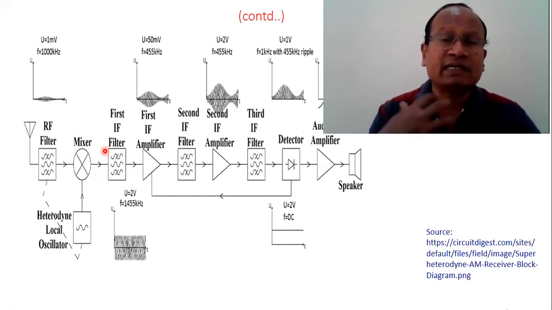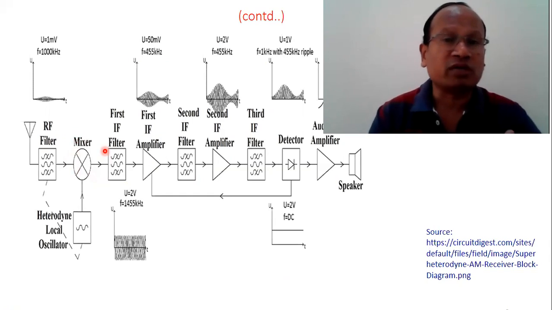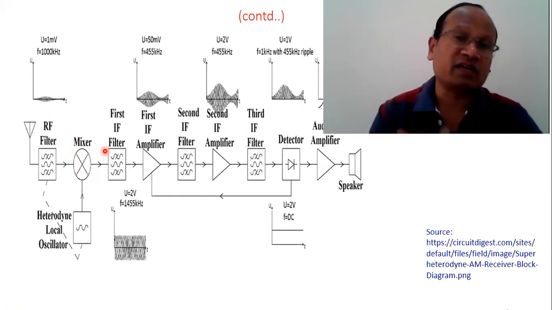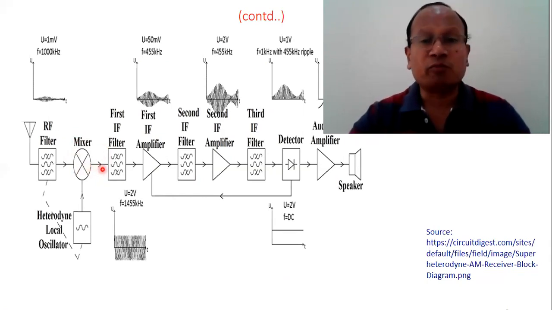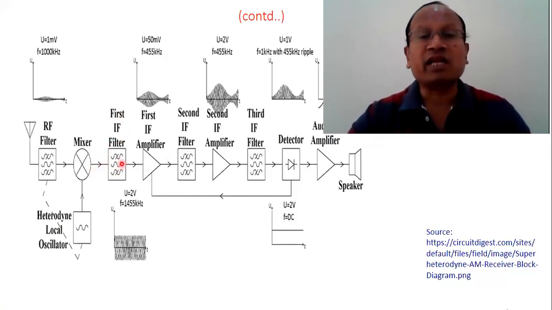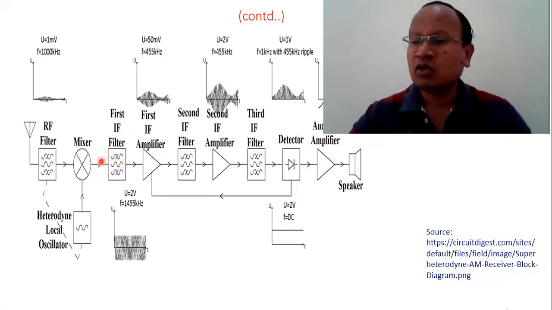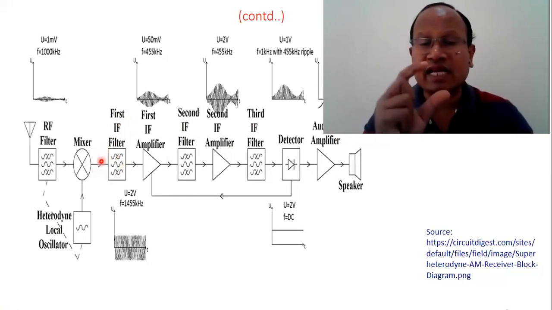When we go into the detailed analysis of channel selectivity, we'll find that the sum term is not chosen; the difference term is chosen. The difference term gives better selectivity. That difference term, which is the output of the mixer, is called the IF, that is, the intermediate frequency. It is passed to the first IF filter. We call it a filter so that we can exactly pass our range of frequency.